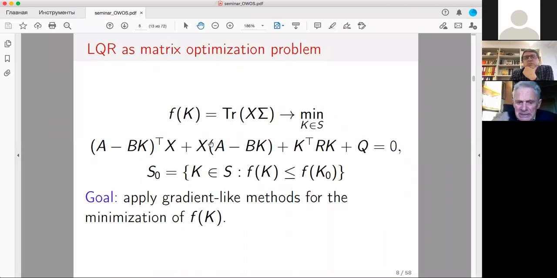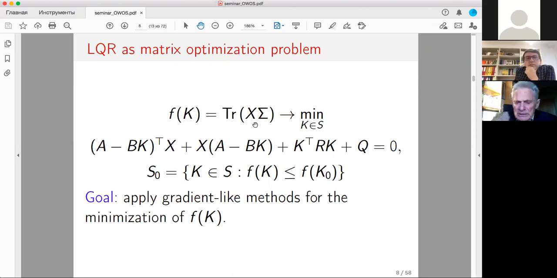While this X is a solution of this matrix equality, and we assume, well, it's well defined only for those K which are stabilizing, that is, matrix A minus BK is Hurwitz stable. So, okay, we have more or less a full description of our matrix optimization problem.